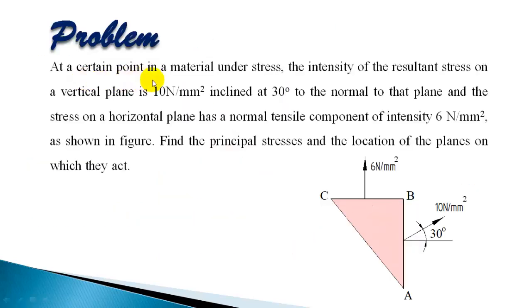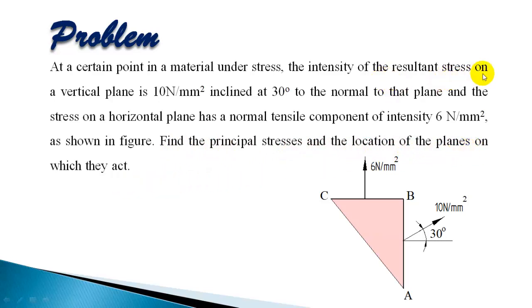At a certain point in a material under stress, the intensity of the resultant stress on a vertical plane is 10 Newton per mm square, inclined at 30 degree to the normal to that plane, and the stress on a horizontal plane has a normal tensile component of intensity 6 Newton per mm square, as shown in the figure. Find the principal stresses and the location of the planes on which they act.